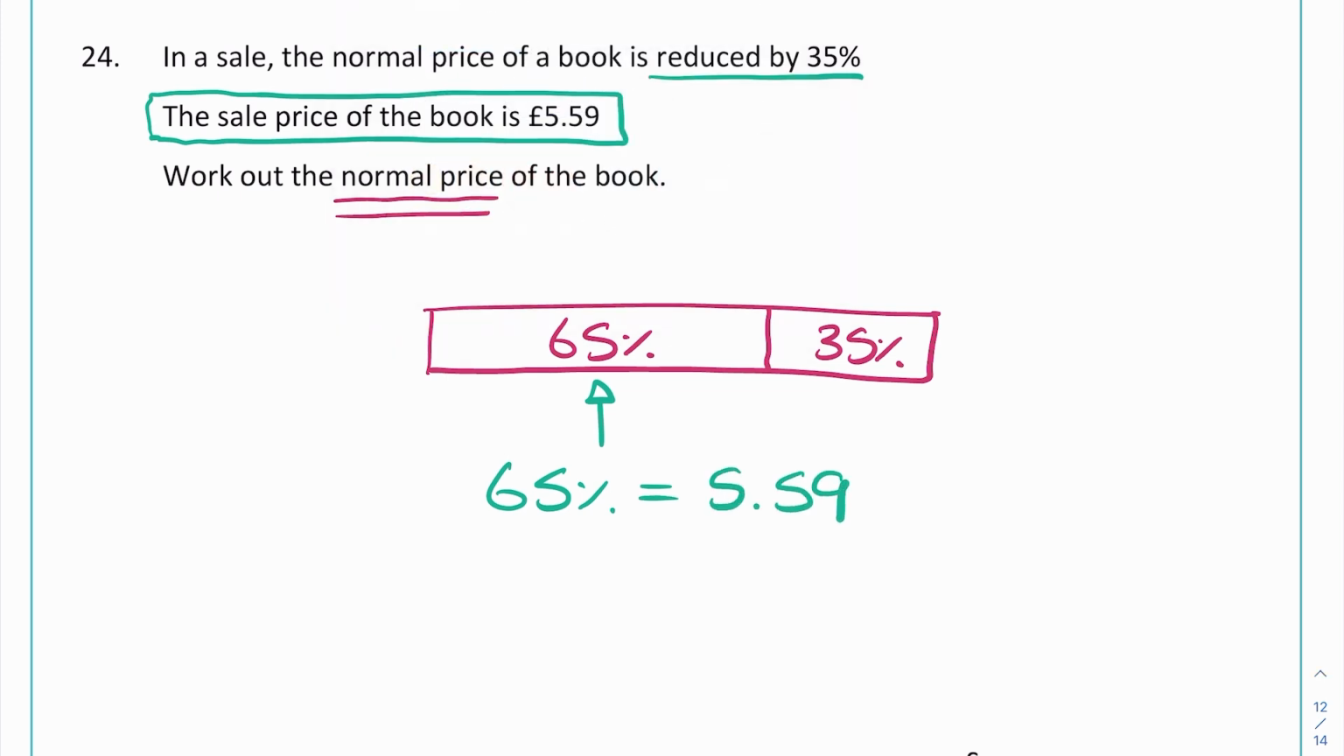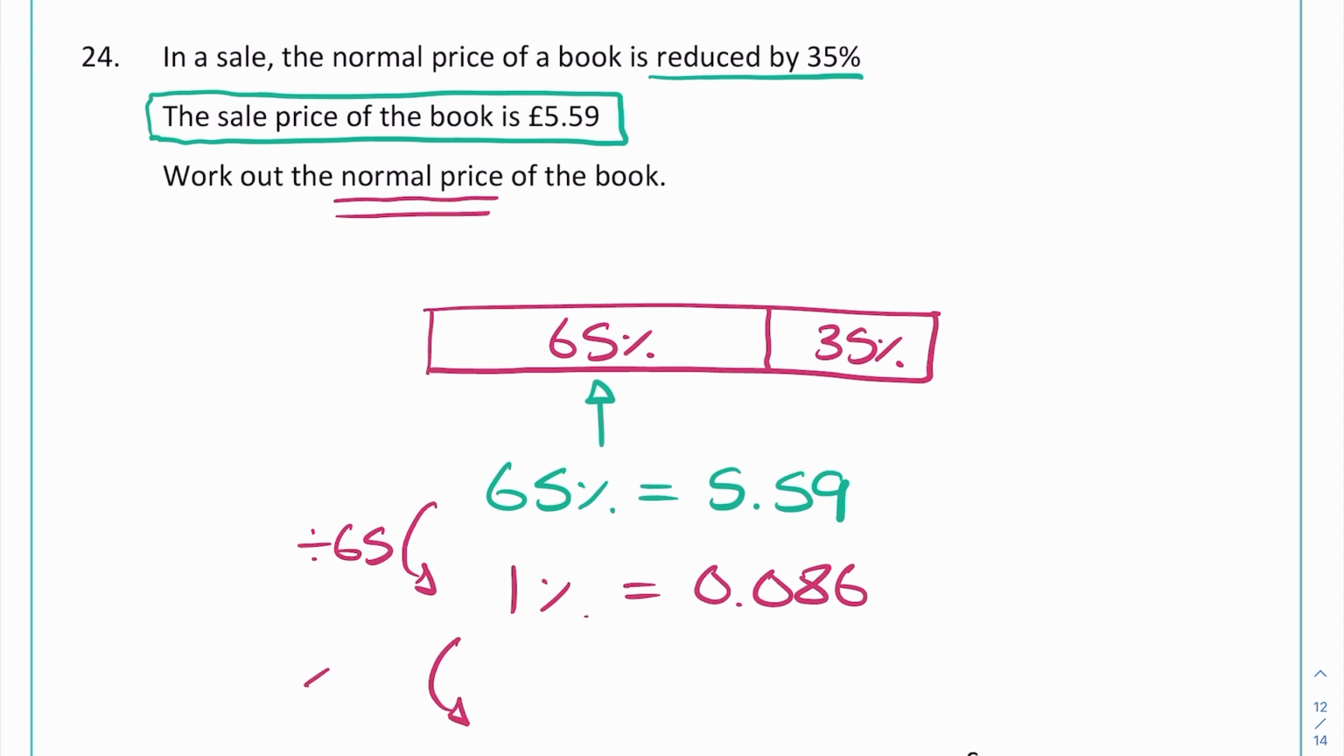Nice and easy when we have a calculator, because I can always break this back down to 1% by dividing by whatever percentage we've been given. In this case, we've been given 65. So I would divide by 65 and type that in, £5.59, divide by 65, and that gives me 0.086. So 1% is 0.086.